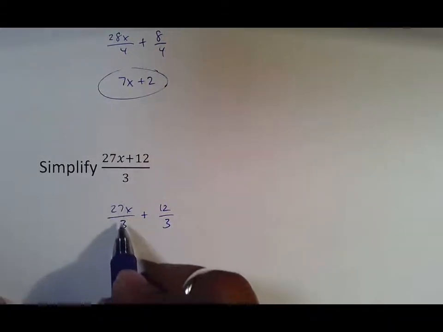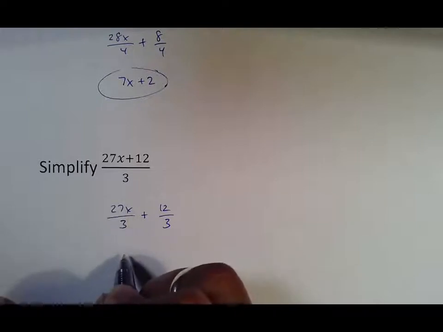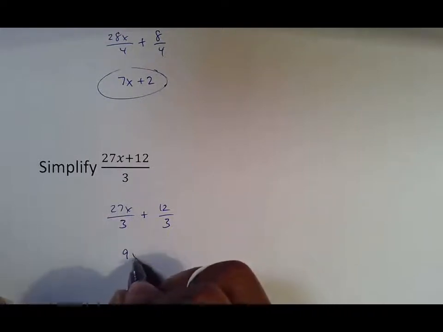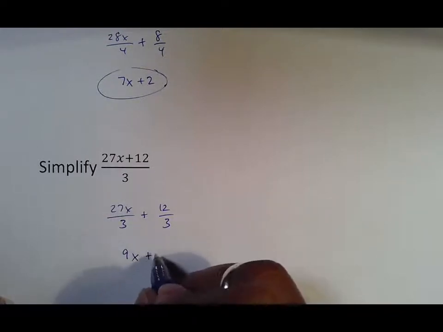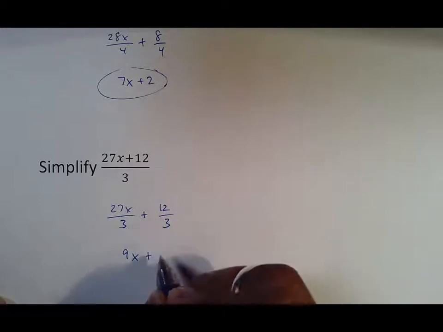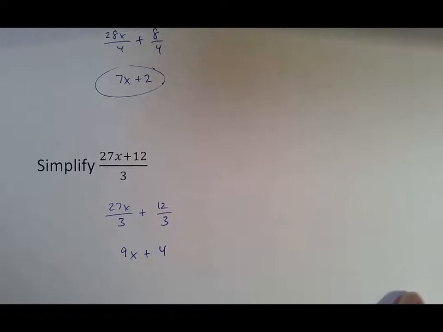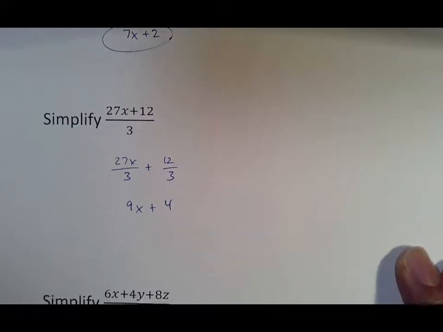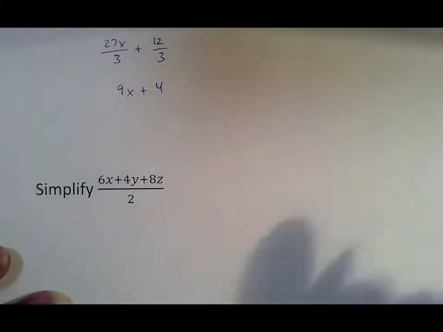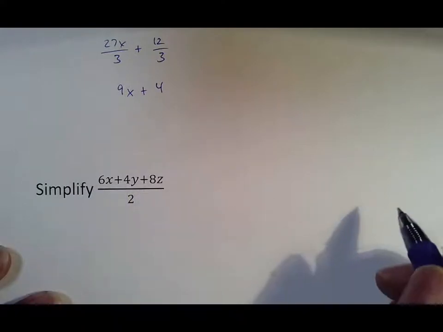Then you're going to go ahead and do both. 27 divided by 3, I believe, is 9, because 3 times 9 is 27. Attach your x. 12 divided by 3, I believe that 3 times 4 is 12. And so there you go. This process even works with 3 people, 4 people, whatever you have up top.